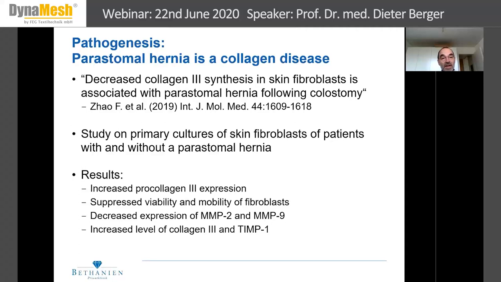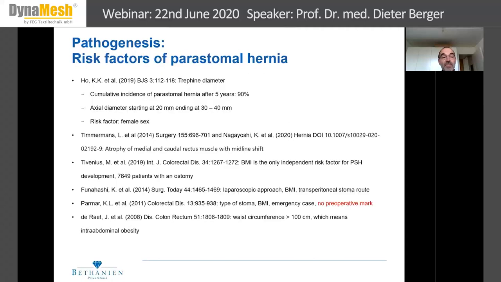So one fact is that parastomal hernia represents, as well as the incisional hernia, a collagen disease. But furthermore, there are some risk factors for parastomal hernias. Also in the last year, a group studied the trephine diameter and found that the diameter increases over time from 20 millimeters to 30 and 40 millimeters. In female patients, the diameter increases more than in male patients. And the cumulative incidence of parastomal hernia increases with increasing trephine diameter.